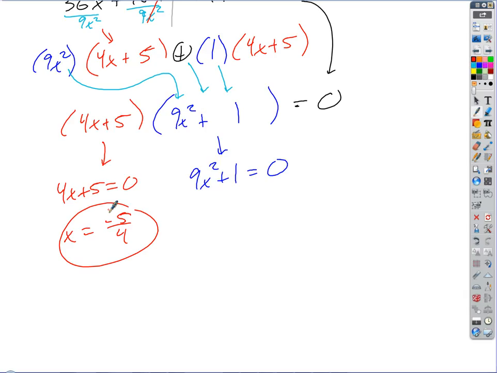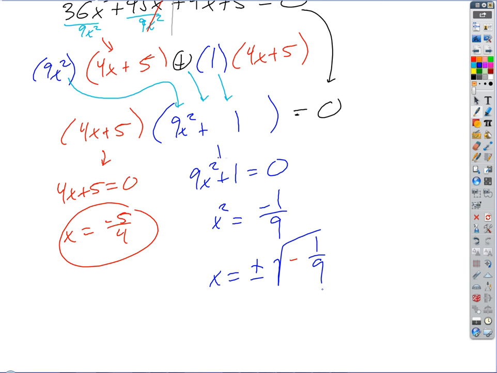Now what about this one? I would subtract 1, and then divide by 9, and then do the square root of each side. So x squared would equal negative 1/9, and then I'm going to end up getting x equals, I'd have to put a plus or minus there, the square root of negative 1/9. Well, what's the red flag there? I've got a negative inside the radical, right? So what's that going to guarantee that I get? I'm going to get an i, right?